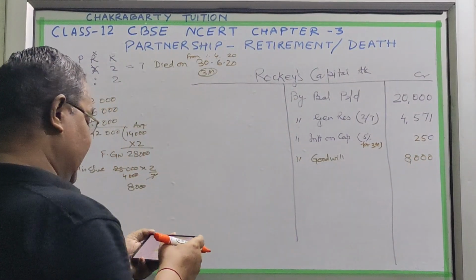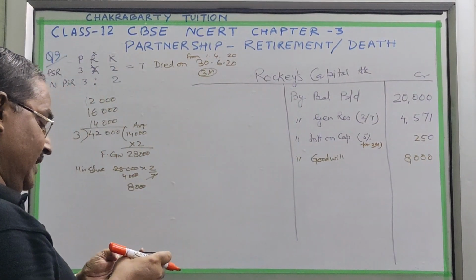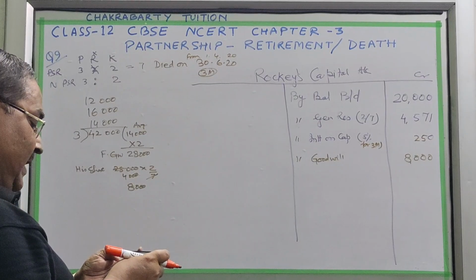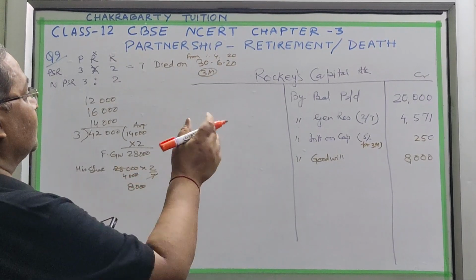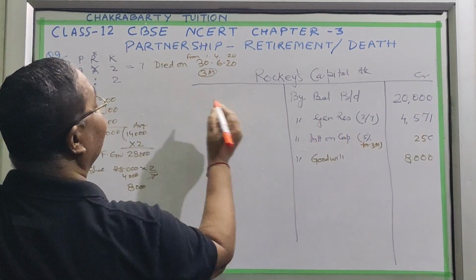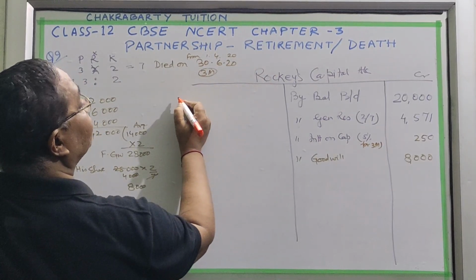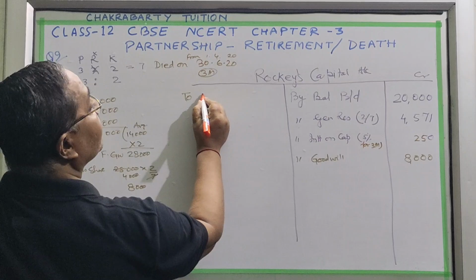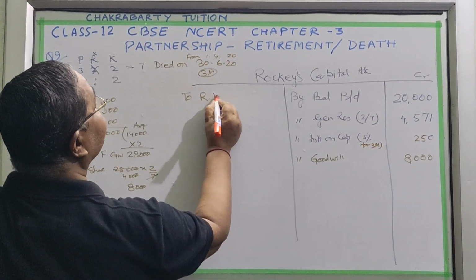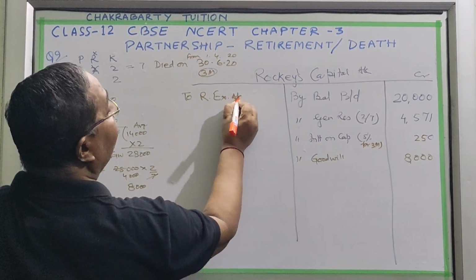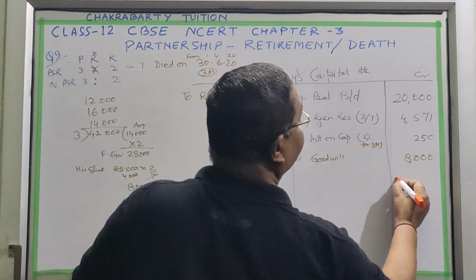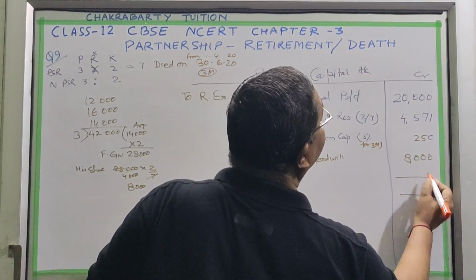Then his share of goodwill on the basis of profits, we will pass the necessary journal entry. Whatever balance is there will be given to his executors because he has passed away. So it goes to Rocky's executors account, and whatever balance comes will go to his wife.